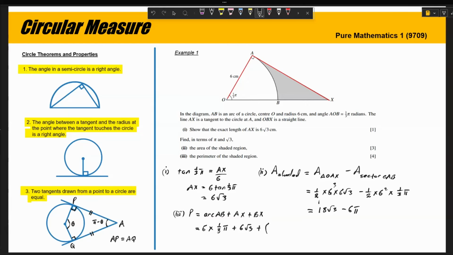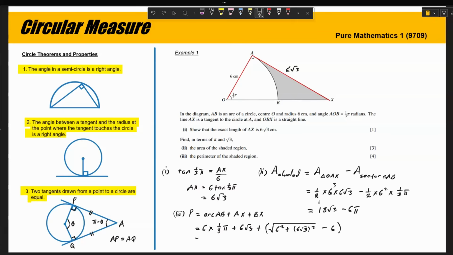And since we know that this side is 6 root 3, we can use Pythagoras to find OX. So we'll say it's the square root of 6 squared plus 6 root 3 squared, and that's minus OB, which is 6 centimeters. So that's how we're going to find BX. We'll say the whole OX minus OB, and we're left with BX.